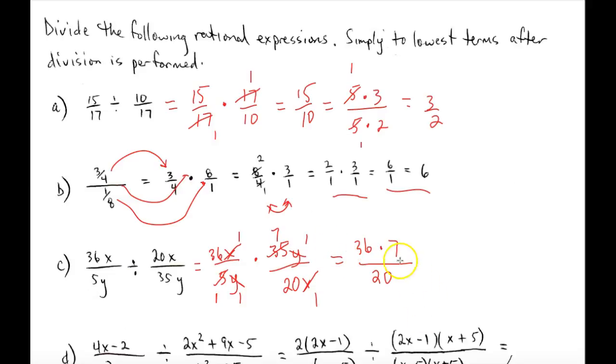Now, 36 is 9 times 4, and 20 is 4 times 5. So both 36 and 20 have a common factor of 4. So 4 goes into 36 9 times, 4 goes into 20 5 times. And so now once we're done here, 9 times 7 is 63, and 5 is by itself. So 63 over 5 is the final answer there.